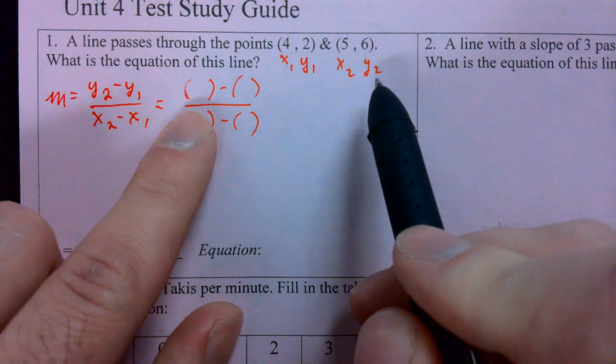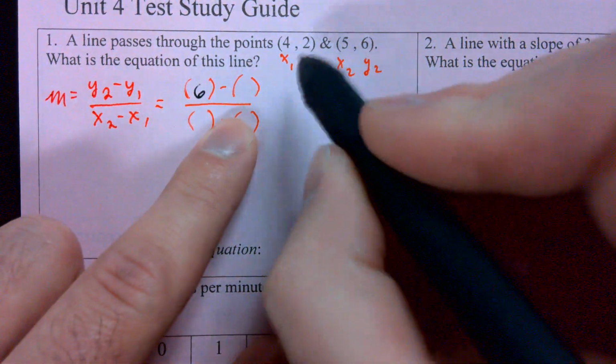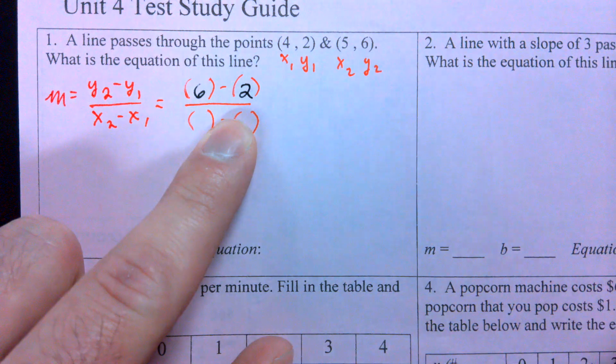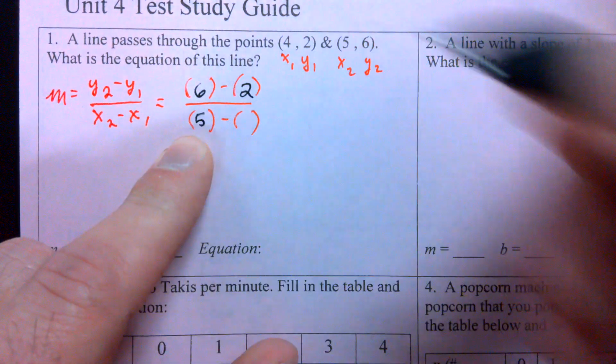y2 is 6, so that's going to go first. Minus y1, which is 2, over x2, which is 5.